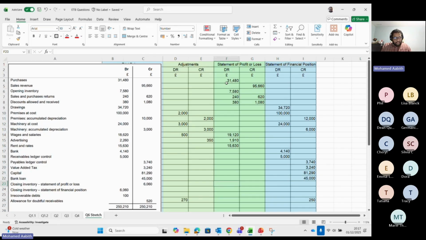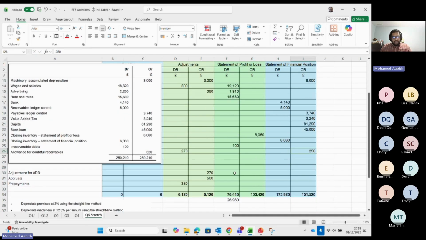Statement of profit and loss, this one is going to be a credit side. And the statement of financial position, no, I don't need that 4 there. On the statement of financial position, that will be a debit entry because it's a current asset. Irrecoverable debt of £100 is going to be on my statement of profit and loss as an expense. Allowance for doubtful debt, its new value of £250 there. That's already been done as well.